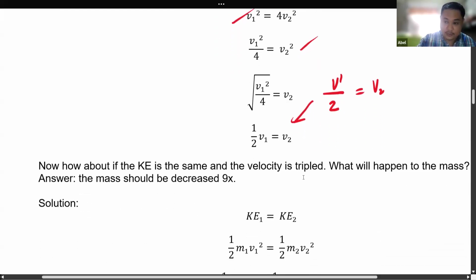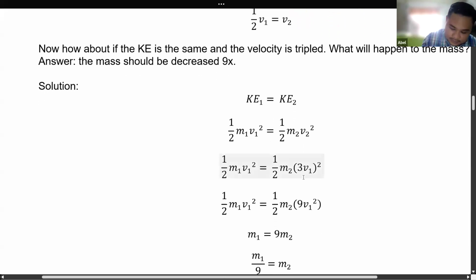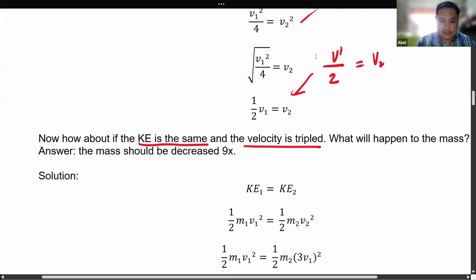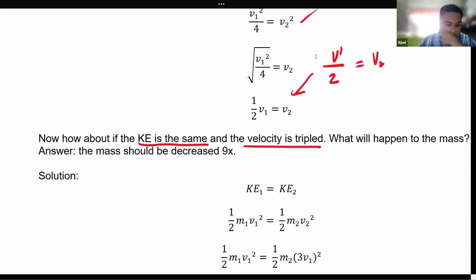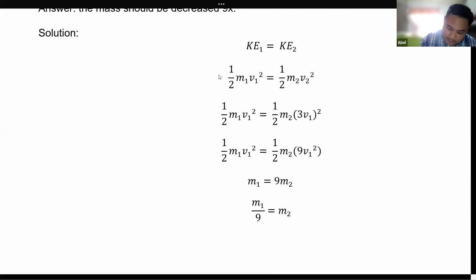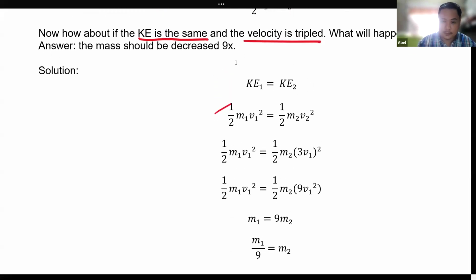Now, let's try to look at the other question. How about if the KE is the same and the velocity is tripled? This time, kinetic energy is the same and the velocity is tripled. What will happen to the mass? Of course, based on the equation, the mass should be decreasing 9 times, right? But if you want to prove it mathematically, here we have 1/2 m1 v1 squared and then 1/2 m2 v2 squared.